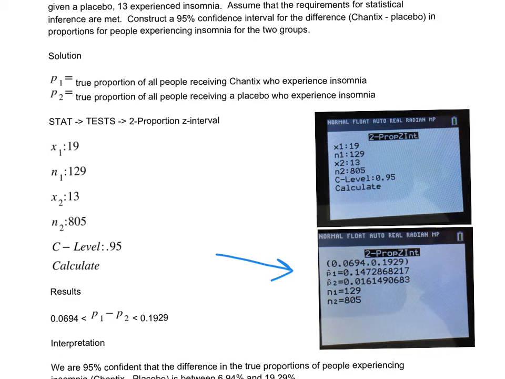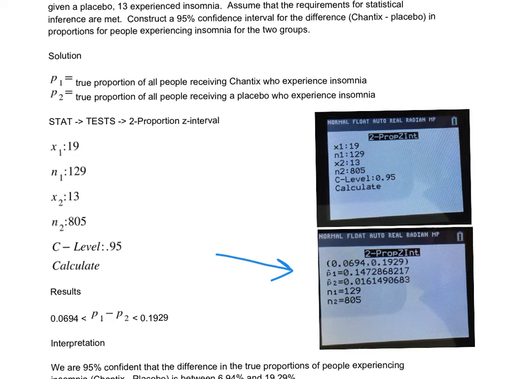And at the very top, be careful not to press enter twice and go right past that screen. That's pretty easy to do. And if that happens, you've got to do it again. Go back into stat, tests, two proportion Z interval. Your numbers should still be there. Just calculate again. At the very top is the actual interval. That's pretty easy, isn't it?